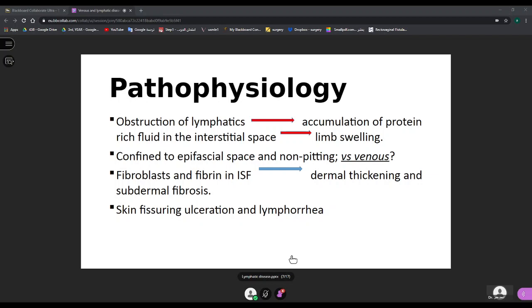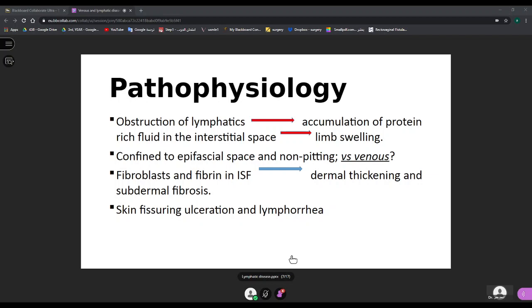The edema, unlike the case of the deep venous system, involves only the skin and subcutaneous tissue, while the deep tissues, including the muscles, are normal, because the venous system is usually normal. Lymphatics usually lie, where do they lie? They lie usually in the epifascial spaces, I mean above the deep fascia. Okay.